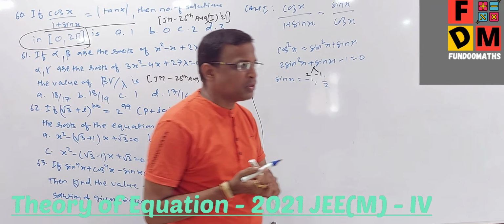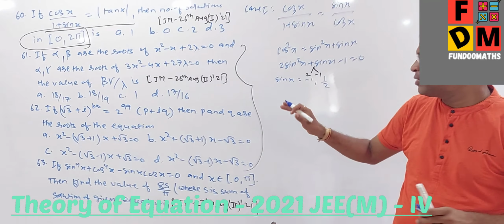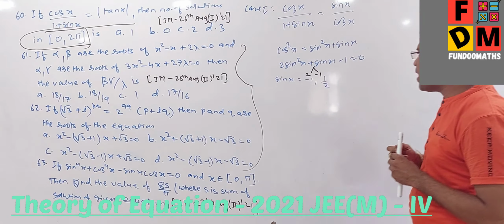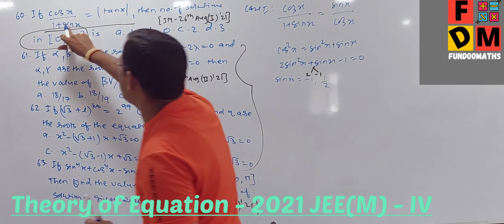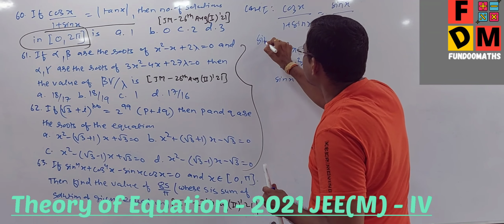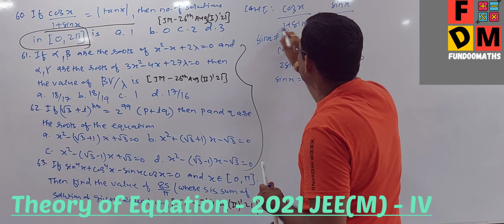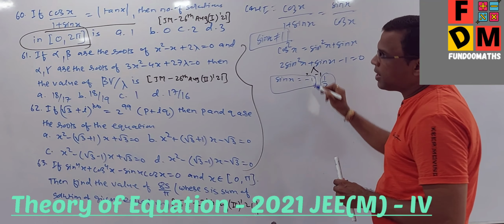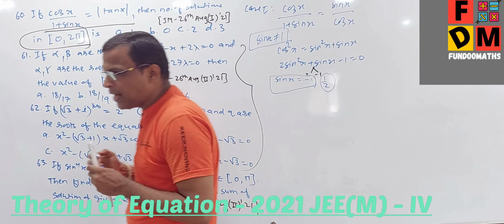You can do your work on this. That is a trick which I use to get the direct answer for the roots. So sin x is equal to minus 1 and half. But we already declared in the beginning that sin x can never be equal to minus 1, so discard this answer. So I got half. Now half is a possible answer.